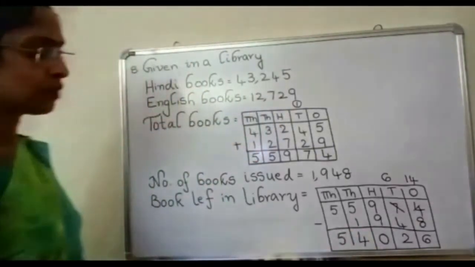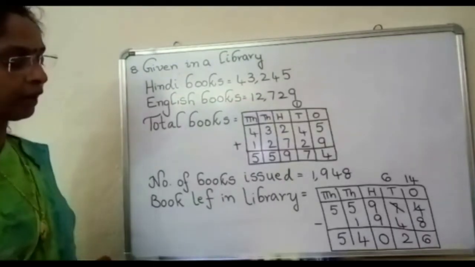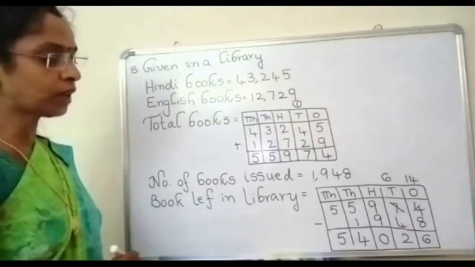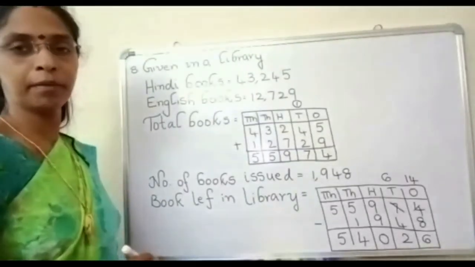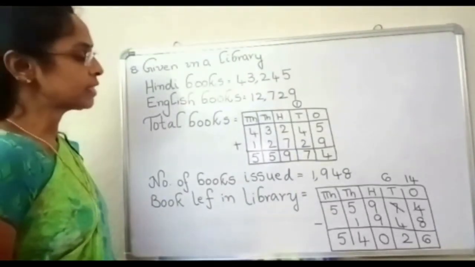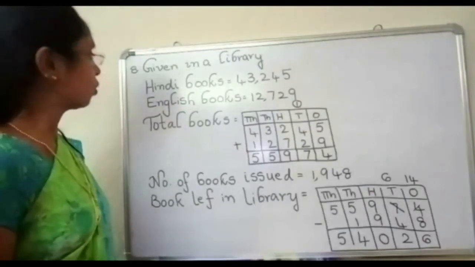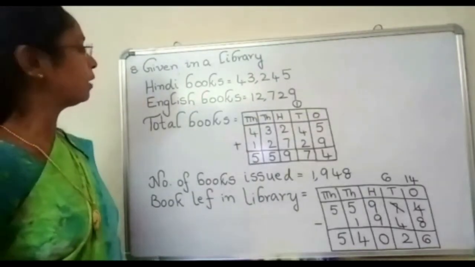So how many books were left, children, in the library? Yes, 54,026 books were left in the library. Okay, children. These are the number stories which you have in the practice time.